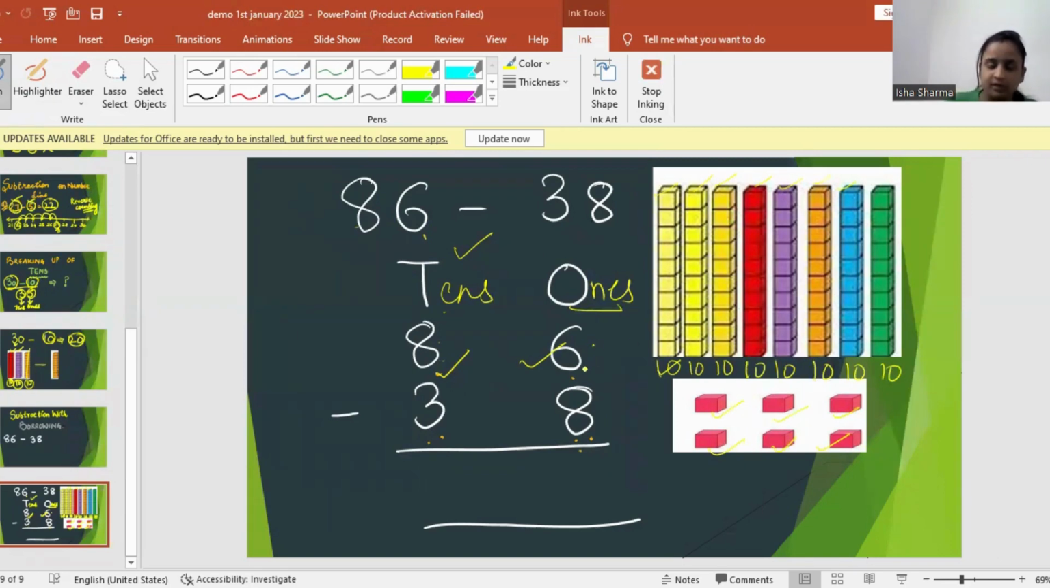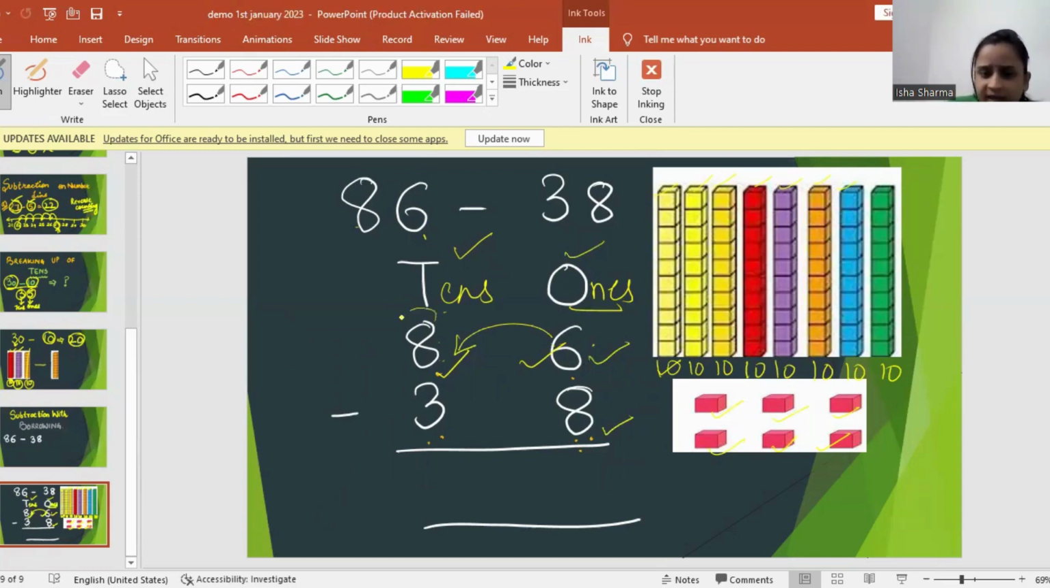Here one thing is good: when there are 2-digit and 3-digit numbers, always subtract from the ones place, right? This is the ones place, always start from here. So this 8 is bigger than 6. We cannot subtract 8 from 6. That means if you have less, you will borrow from another one. So here the 6 will say to the 8, please give 1 ten to me.